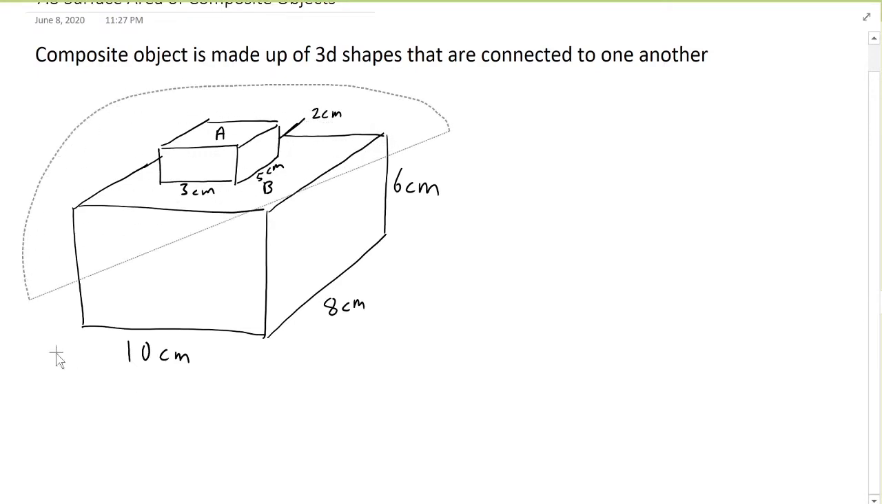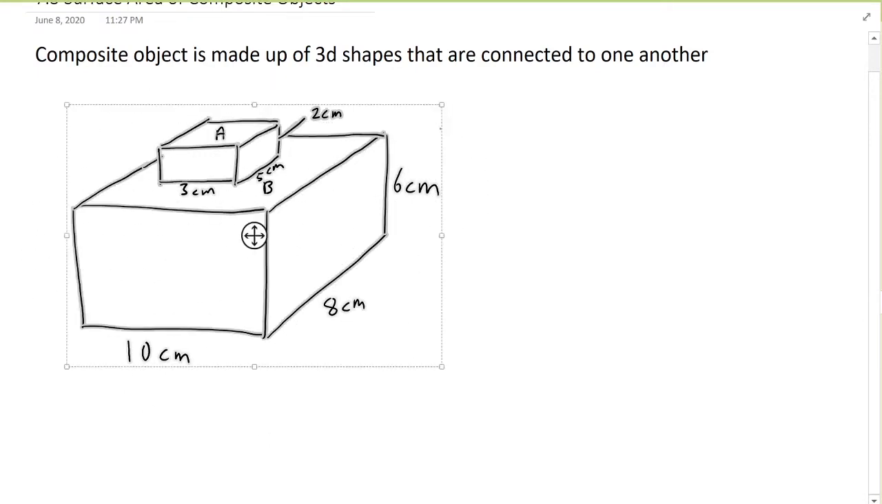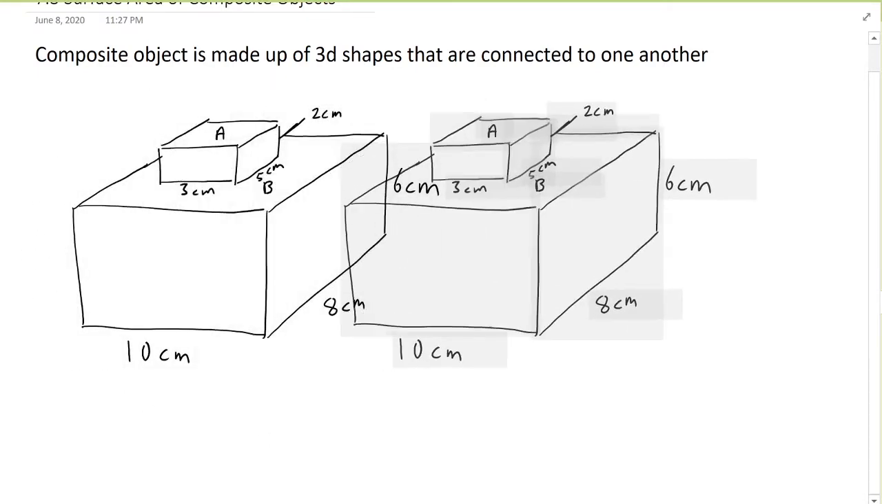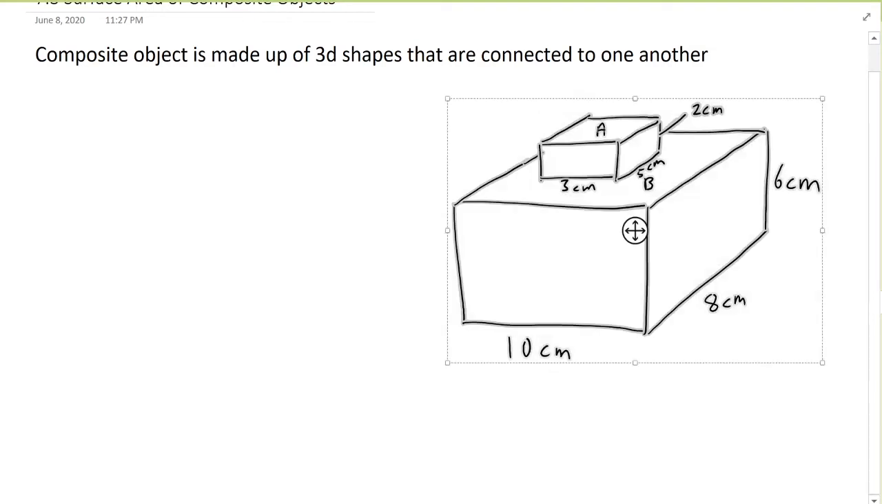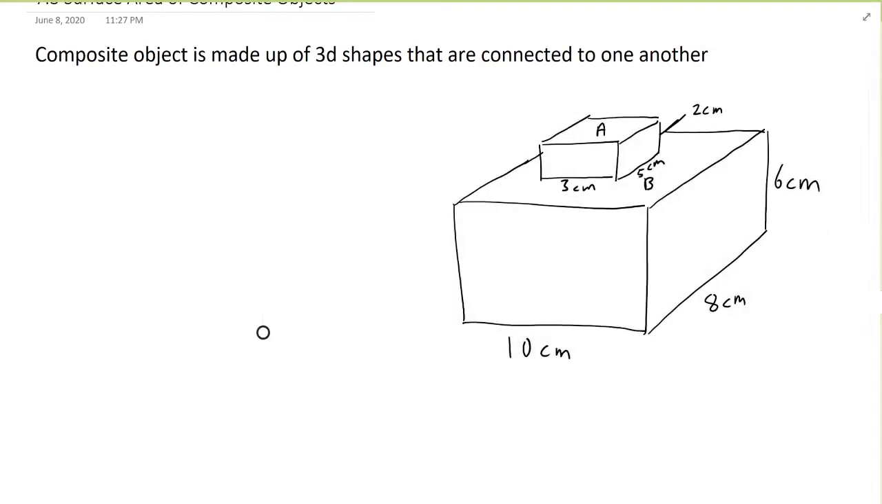Now, if I were to ask you to find the surface area of this composite object, you might be tempted to think, I'll just find the surface area of the top prism and find the surface area of the bottom prism and then just add them together. And you'd be on the right track. So let's go ahead and try that out.